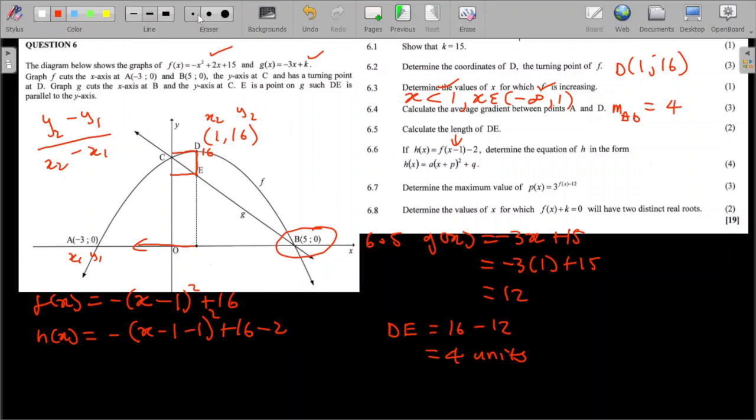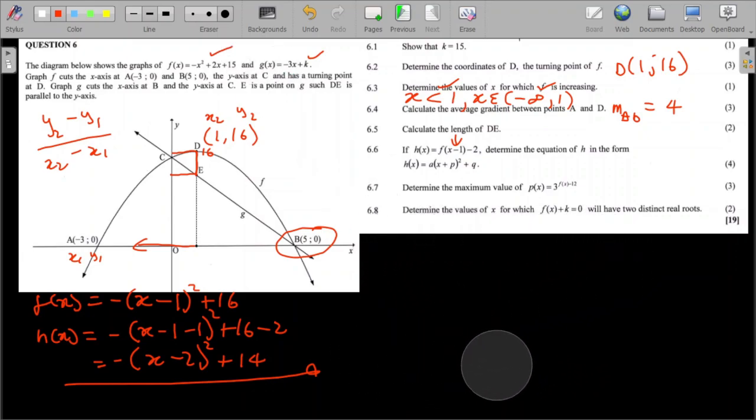And then from here, just simplify what is happening here. It is going to be negative into x minus 2, and then all squared, and then 16 minus 2, which is going to give me a positive 14. And then this is the equation of h in that form, which is this one. Again, in this one, probably we start by completing the square and everything here, which is going to take a little bit more, but hopefully both of the methods are going to give you the same answer.